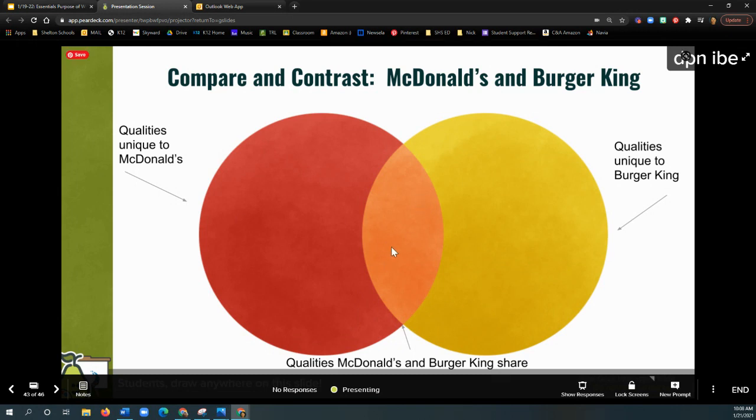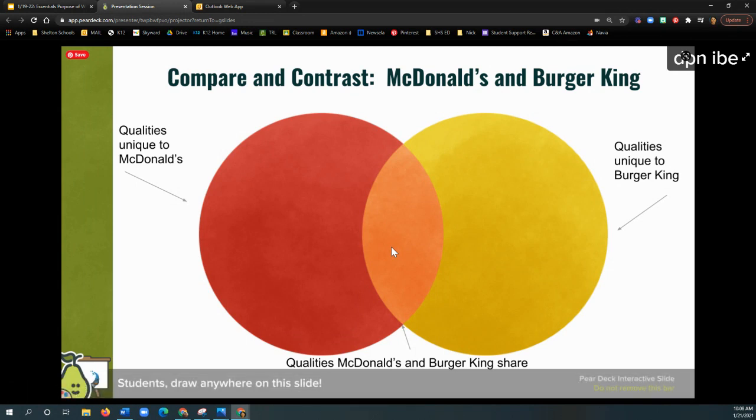So they're both fast food restaurants. They both serve burgers and fries, but they do it a little bit different way. Burger King has the Whopper. McDonald's has the Big Mac, and they have different specials throughout the years. You can also get a crown at Burger King. I mean, come on.